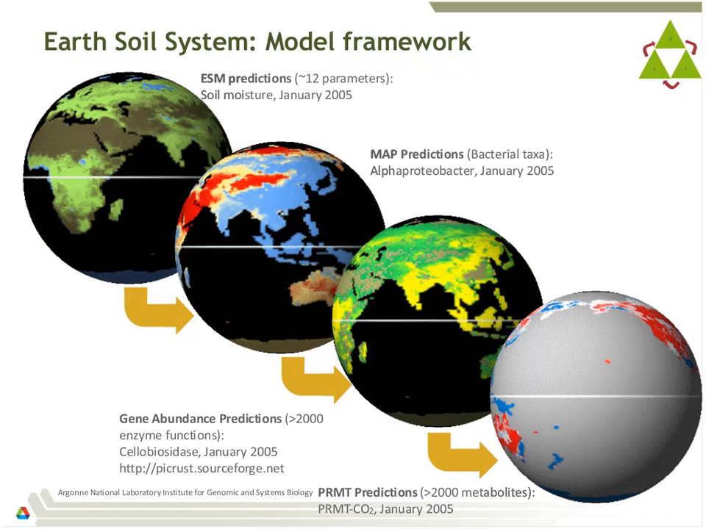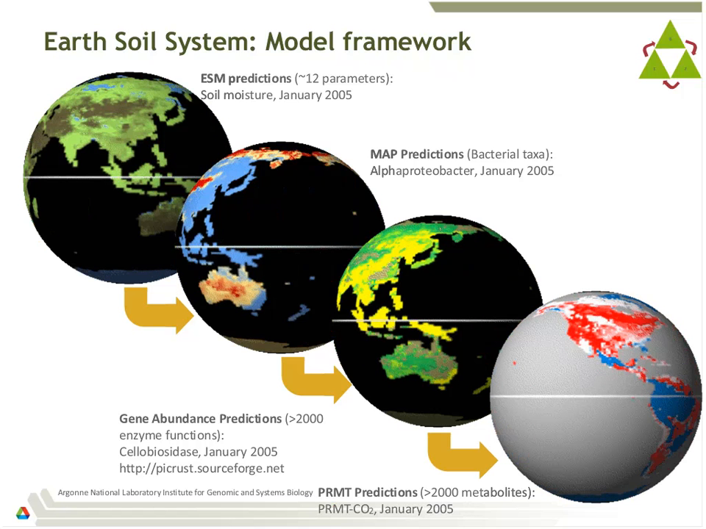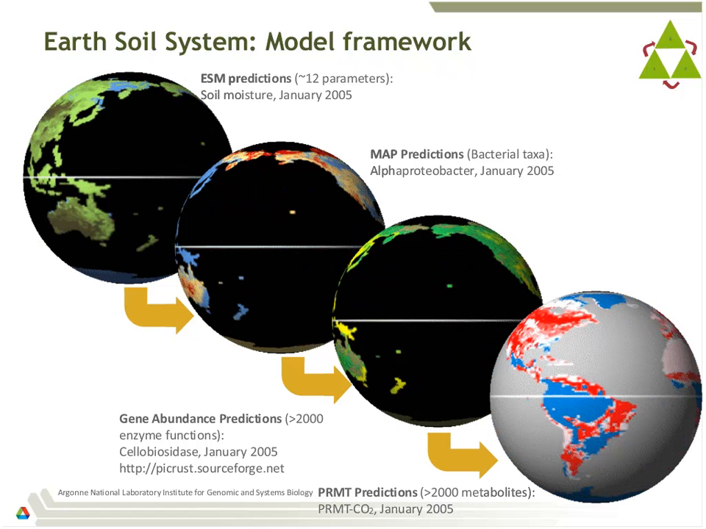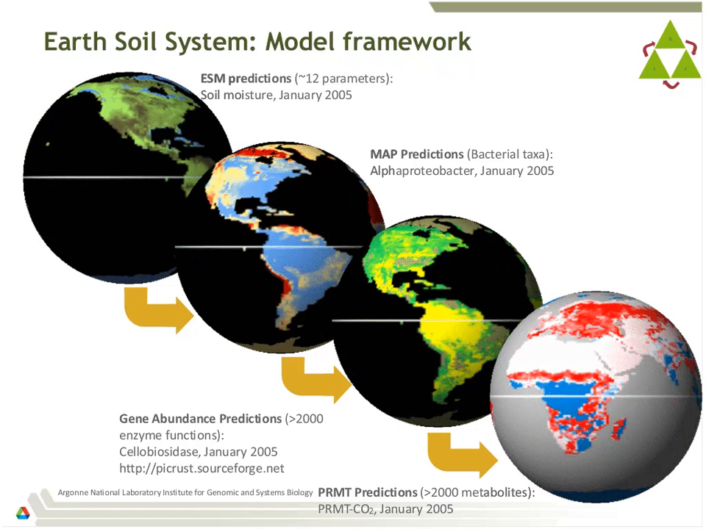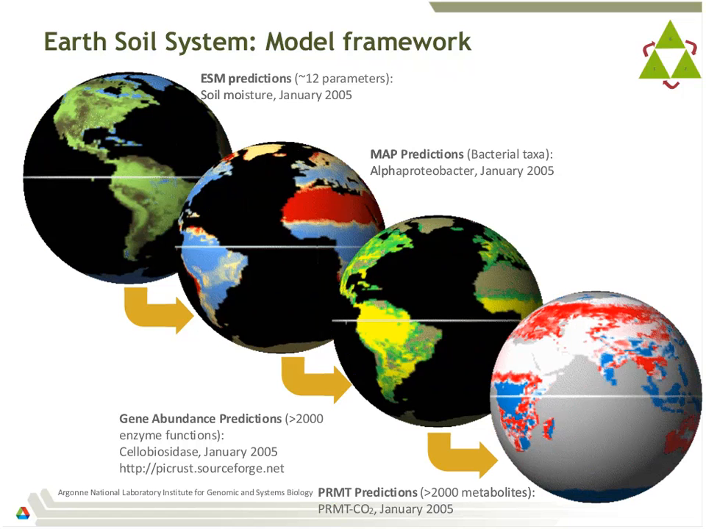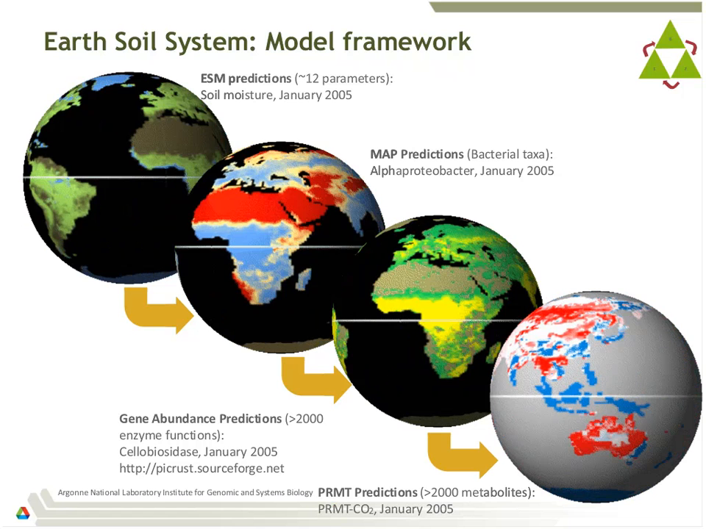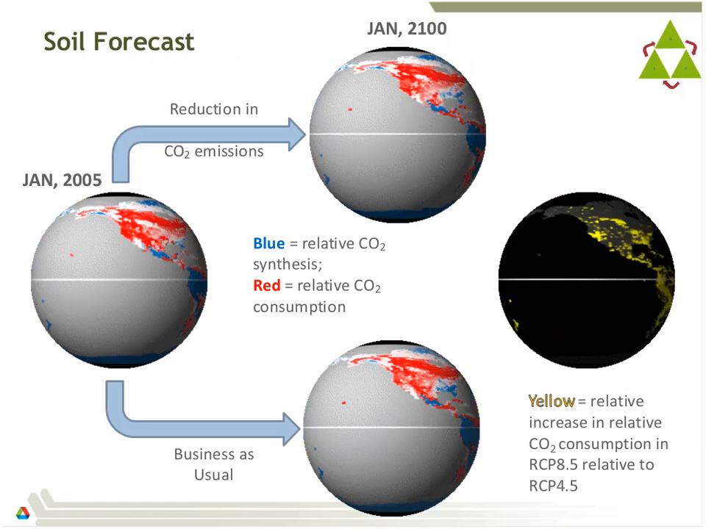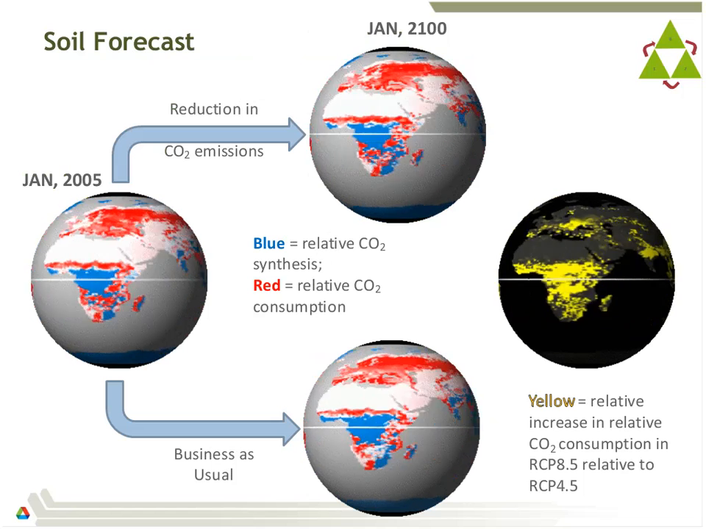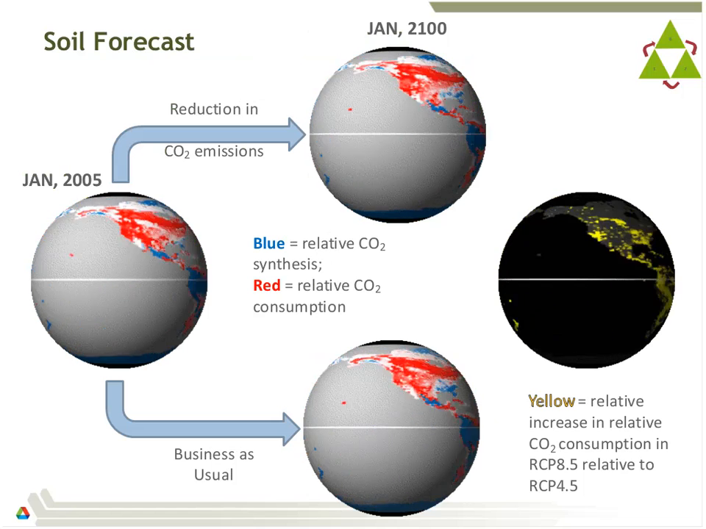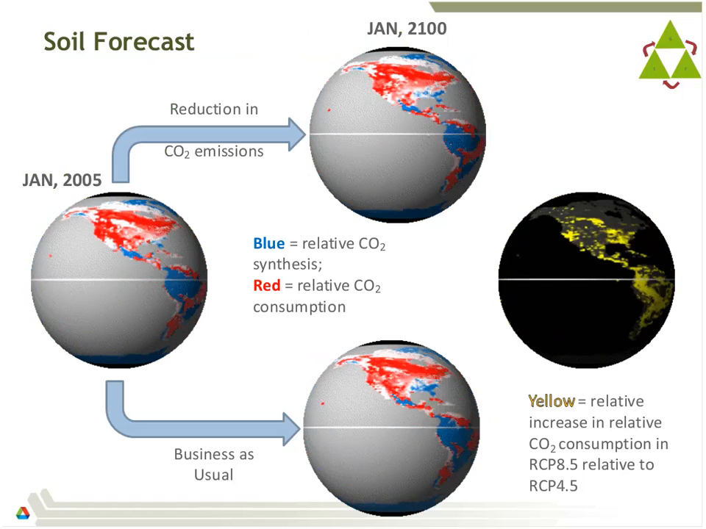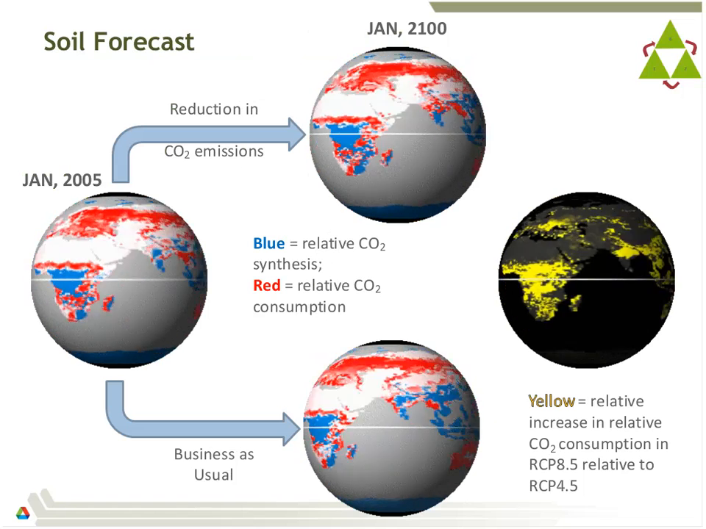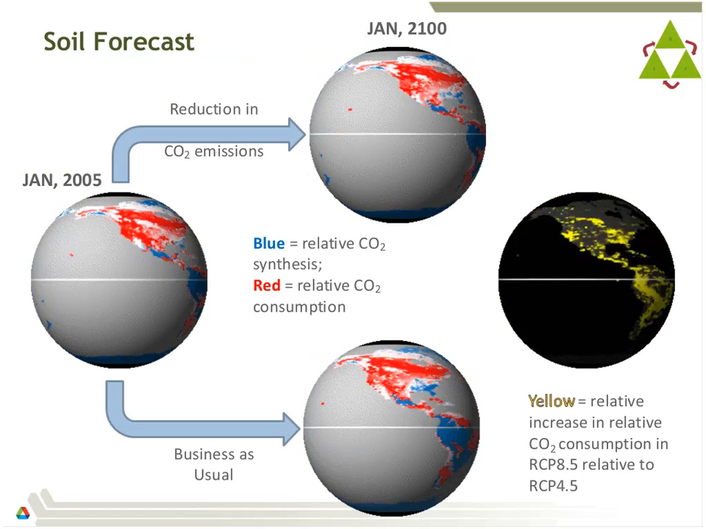Once we know the gene abundances for all of the genes in the system that we can annotate, we can use that to predict the ability of the community to modulate carbon dioxide metabolism across the surface of the Earth. So the red and the blue refer to differential consumption and production. So I'll show you that now. My last slide here, some of the arrows are twisted for some reason, but what we're seeing is the capacity to take that information from January 2005 and extrapolate it up until January 2100.